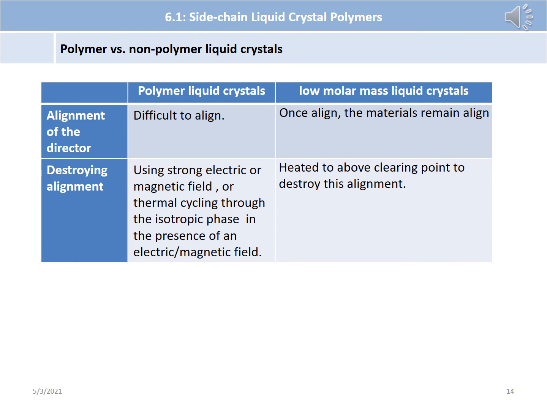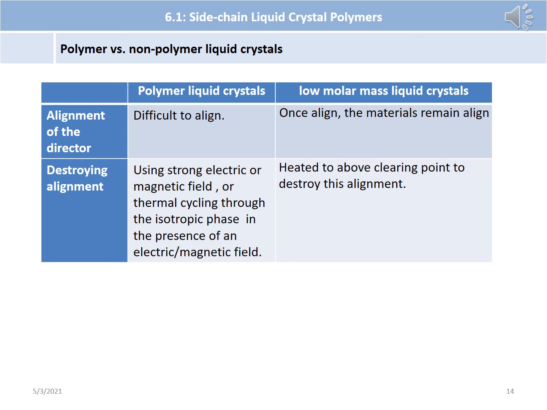The two major differences between these polymer materials and the low molar mass liquid crystals are: although the director alignment is readily attainable in the low molar mass liquid crystals, it is more difficult to align the director in the polymer materials. To induce director alignment, the materials must be submitted to a very strong electric or magnetic field, or thermal cycling through the isotropic phase in the presence of an electric or magnetic field. This precludes their use in active display devices.